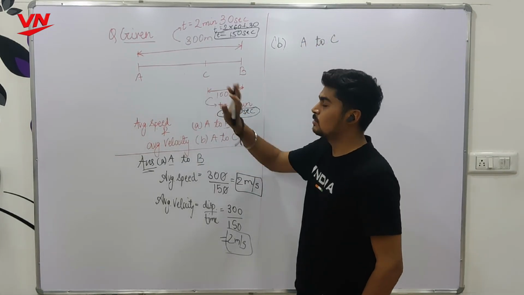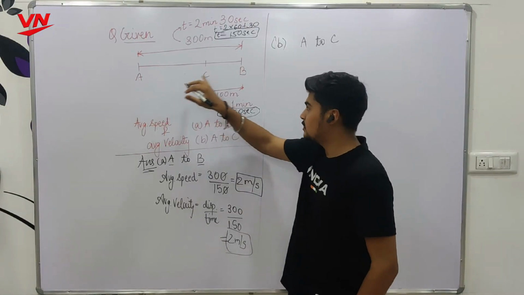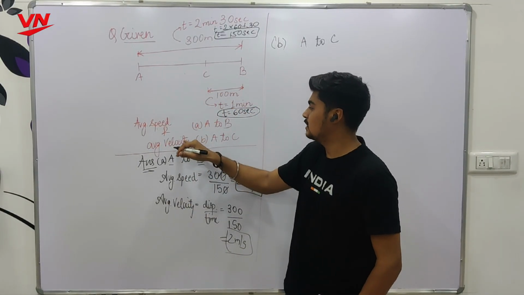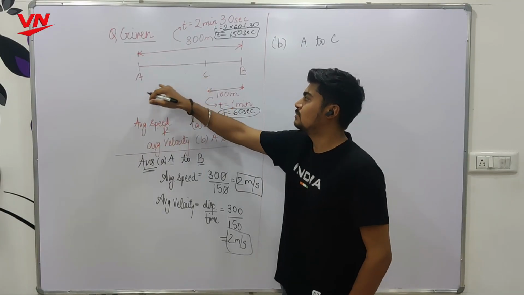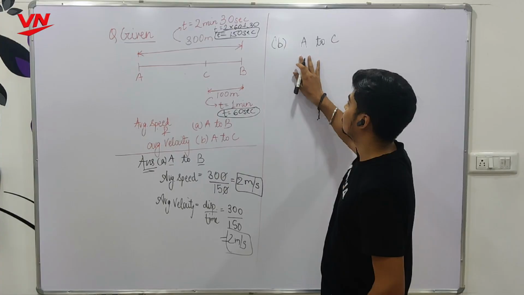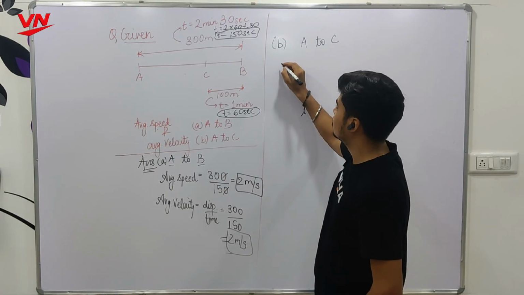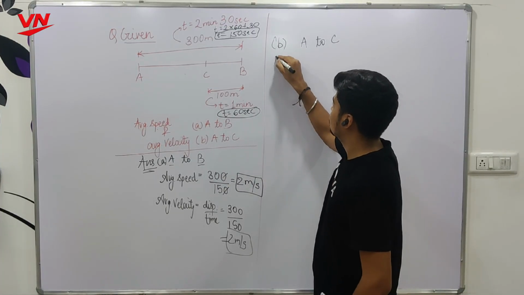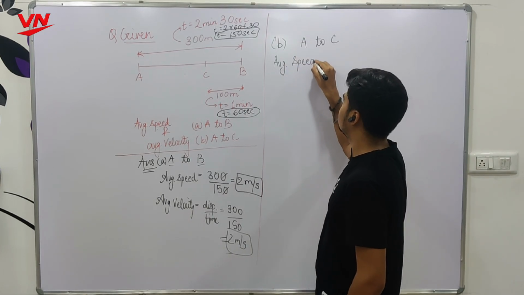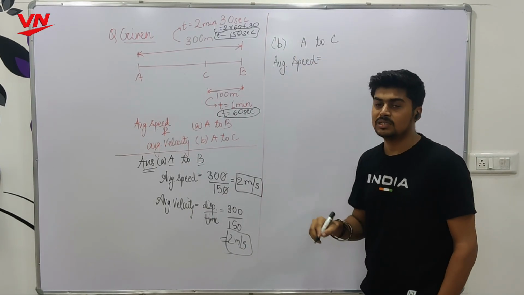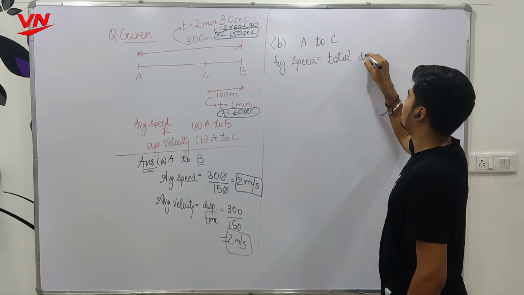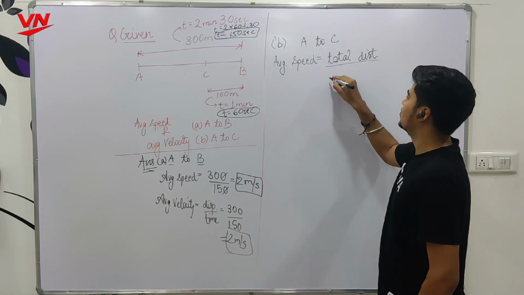From A to C, we know that the object moves from A to B, then B to C. So what will be the average speed and velocity when it travels from A to C? Basically, the whole journey we have to take into consideration. So how will I calculate the average speed? You know that it is nothing but the total distance upon total time.